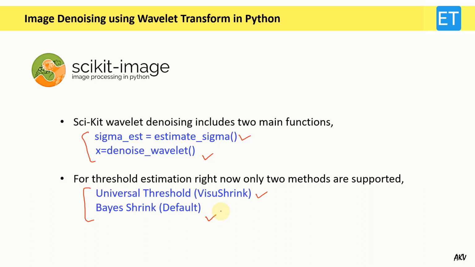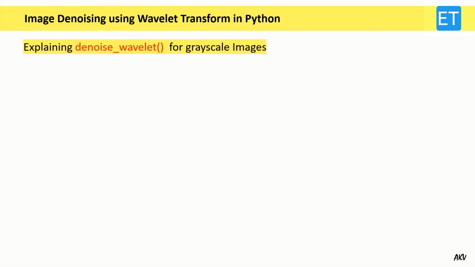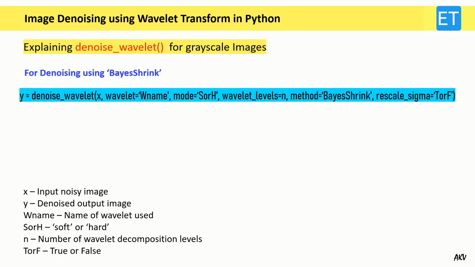By default, as you know, MATLAB supports more functions and methods, such as the SURE method, minimax and FDR, etc. So MATLAB is rich in this case. So let's see this denoise_wavelet function, how it can be used for grayscale images.